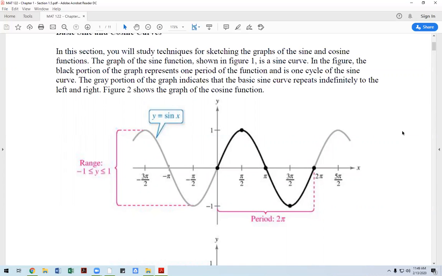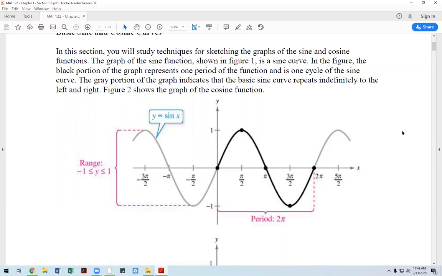So for what application do you normally see this kind of a graph? Frequencies, yeah, even sound waves, right? So that's basically the application for these functions.